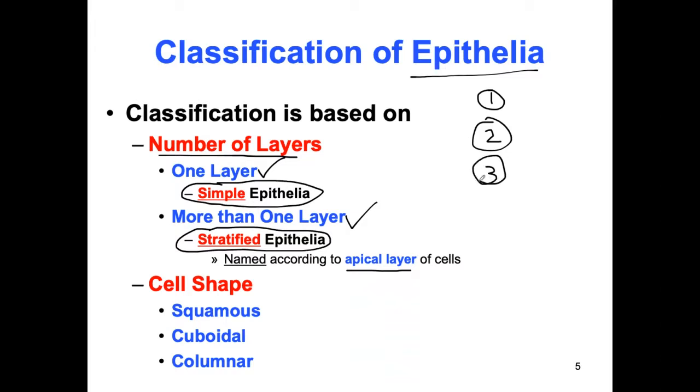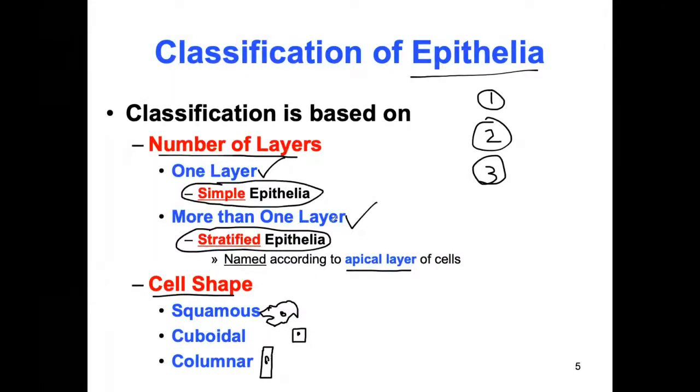The third question is, okay, what is the shape of the cells? Are they these flat, irregular shaped cells like this? We call it squamous. Are they square or box-like with a nucleus? Then we call it cuboidal. Or are they tall buildings and look like columns? So we would call them columnar.